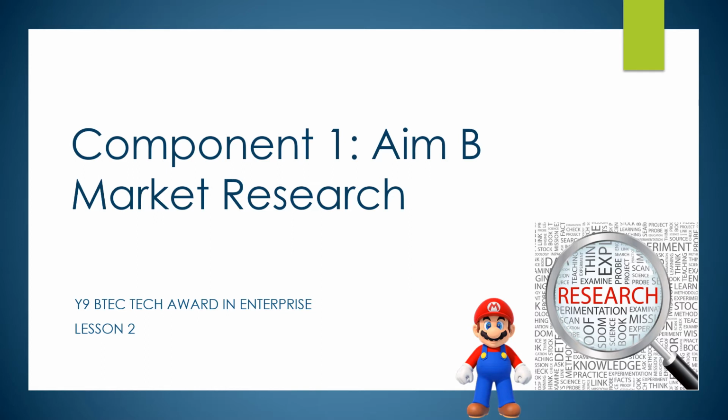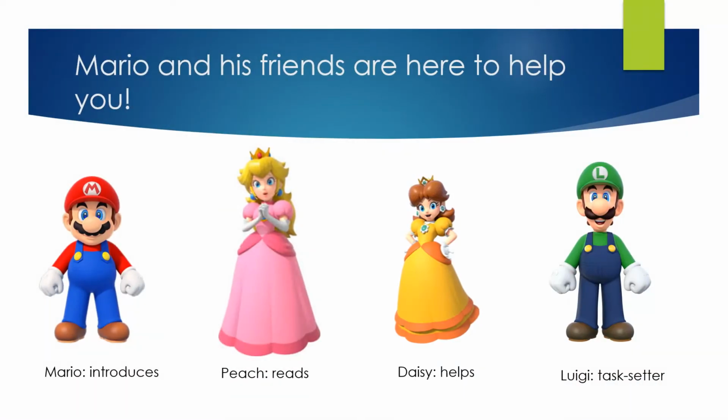Component 1, Aim B, Market Research. This is your second lesson. Just a reminder, Mario introduces the new topic to you. Peach reads the text to you. Daisy's nice and helps you out. And Luigi sets the tasks for you.